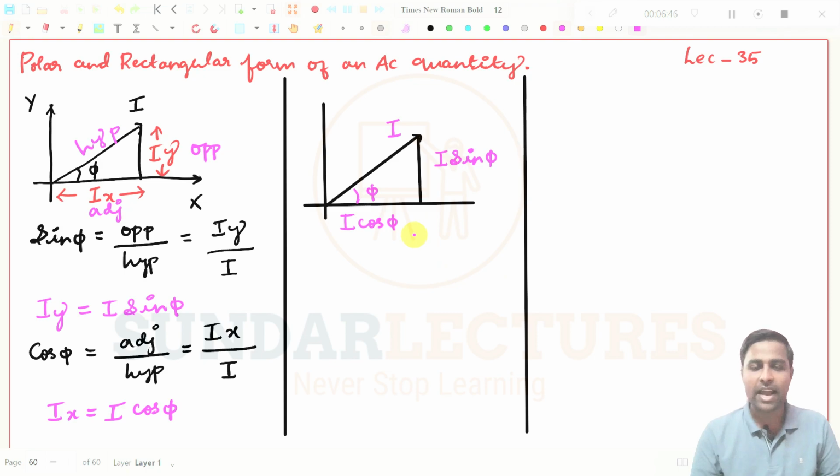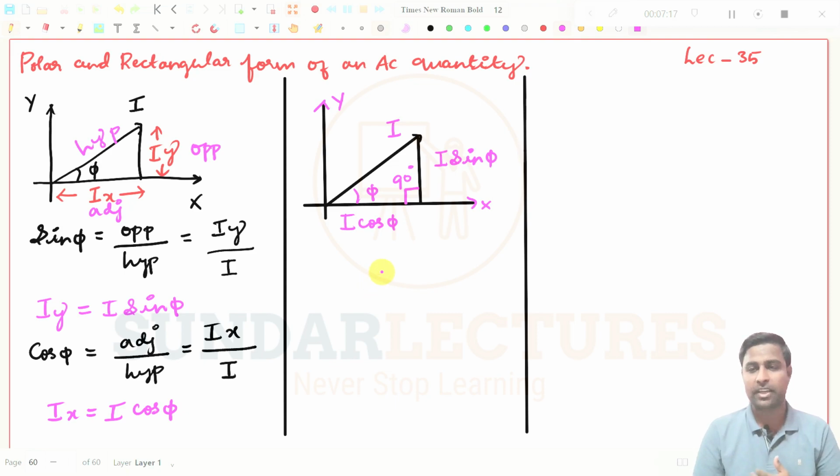So what is the angle here? This will always be 90 degrees. This is the x coordinate, and this will be the y coordinate, and this is I cos theta, I sin theta. This is I. Simple. So we can write the given alternating quantity as divided into two values: one is I cos theta, and another one is I sin theta.